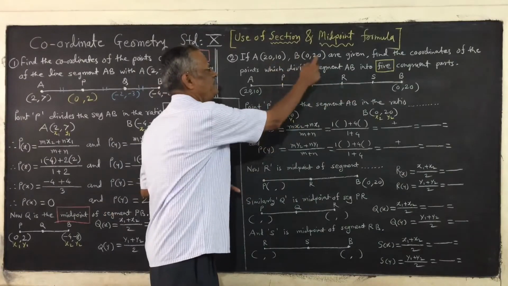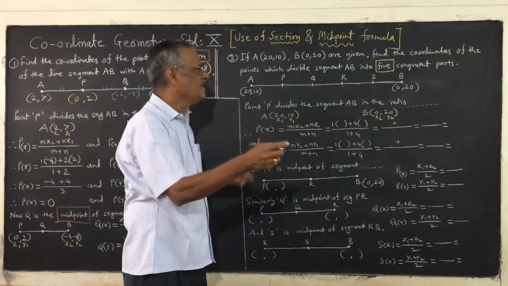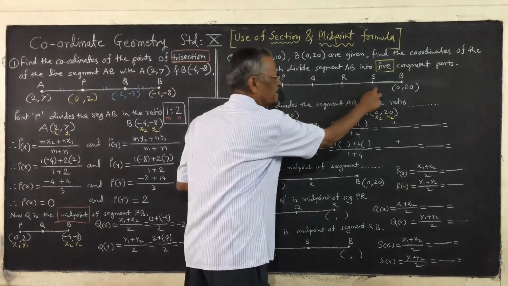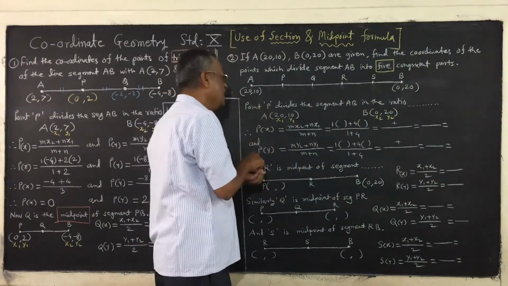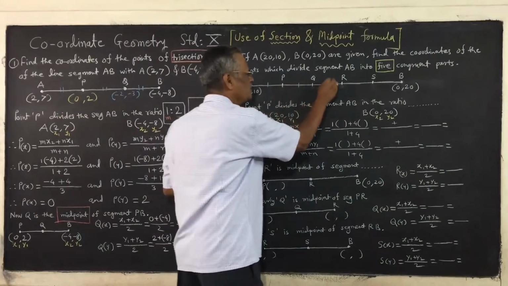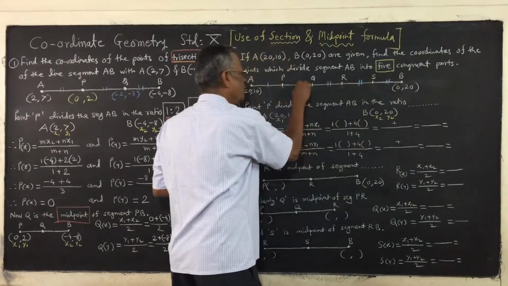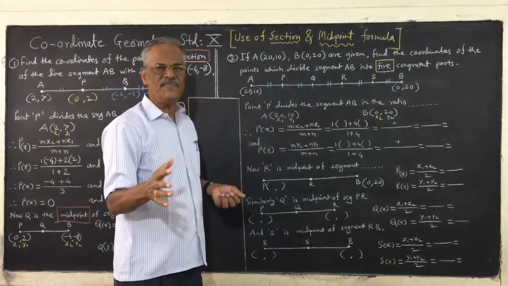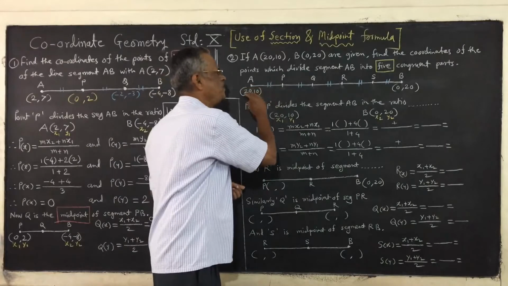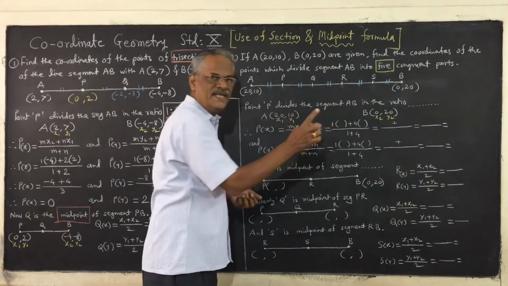Coordinates of A and B are given. So these are the endpoints of that segment AB. Let P, Q, R, S 4 points are there which are making equal parts there. You can see that 1, 2, 3, 4, 5. So these are 5 equal parts there. You cannot use directly midpoint because P is not midpoint of AB. Similarly, Q is not midpoint of AB, like that.